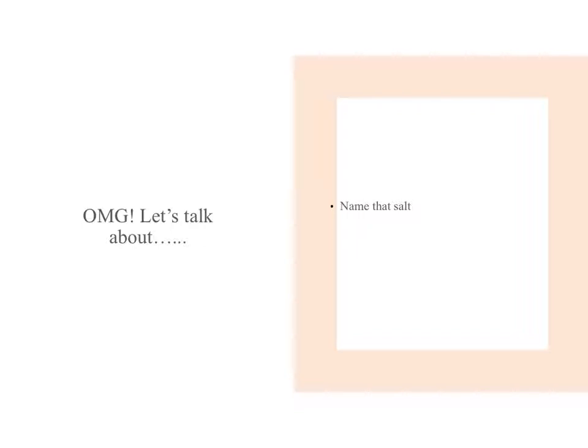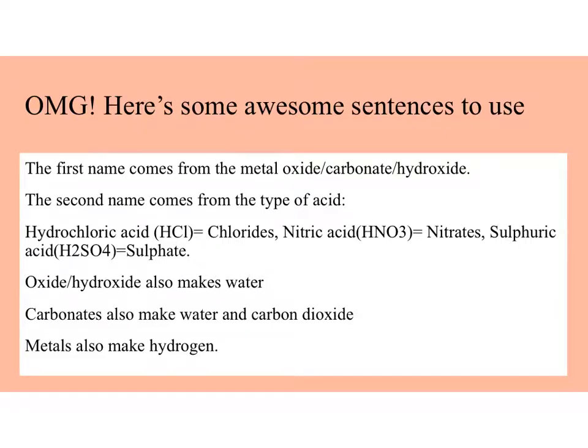So the next little thing we're going to talk about is naming salts. Naming salts is quite a big topic, it comes up quite often. So here we go. The first name comes from the metal carbonate, oxide or hydroxide. It might just be a metal on its own. The second name comes from the type of acid.